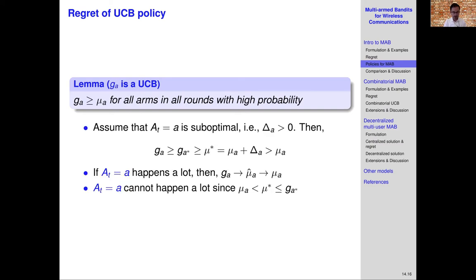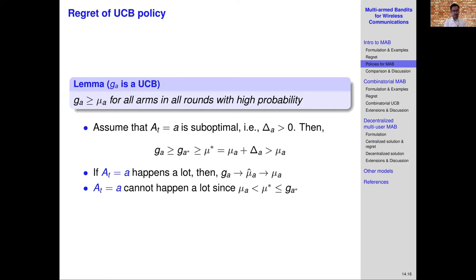Next, I will argue why this policy will not select suboptimal arms too often. For that, assume that a suboptimal arm is selected, then the following chain of inequalities should be satisfied. The index of the selected arm is at least the index of the optimal arm, but that is at least the true expected reward of the optimal arm, which is greater than the true expected reward of the selected arm.